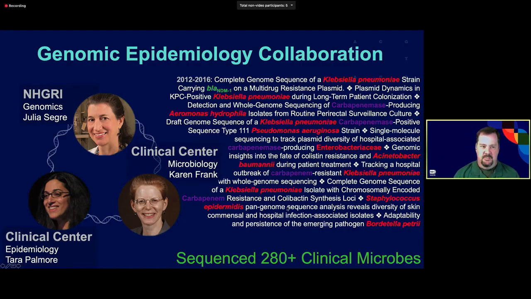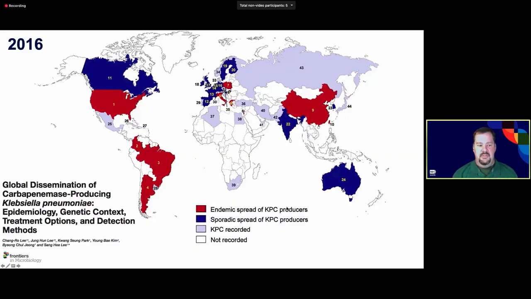And so we have a collaboration between Julia again, the clinical center epidemiologist Tara Palmore, and the clinical center microbiology and medicine group, Karen Frank. We've looked at Klebsiella pneumonia and a variety of other bacteria, primarily antibiotic-resistant bacteria, specifically resistant to a class of drugs called carbapenems. Carbapenems are a powerful class of antibiotics that are used to treat fairly resistant infections. And resistance to this class of drugs has become pretty widespread across the world.